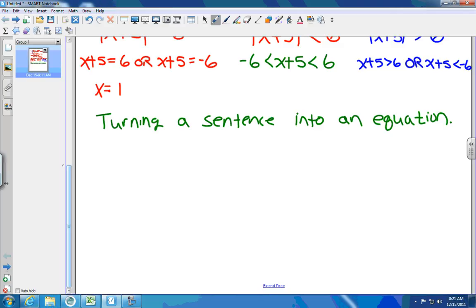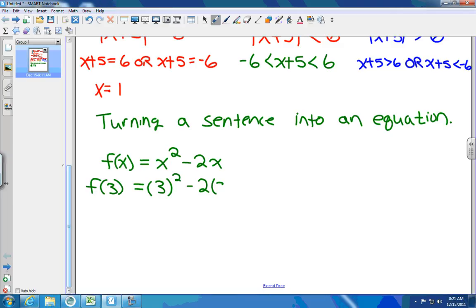Several function problems where you might be given f of x equals x squared minus 2x, and they want you to find f of 3. So what do you do there to find f of 3? Plug 3 in for all the x's that you see there. So to solve that one, you would write 3 squared minus 2 times 3 and solve it out and get your answer. There will be a few of those on there.